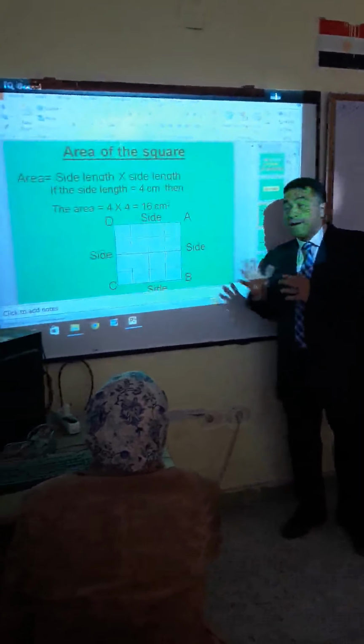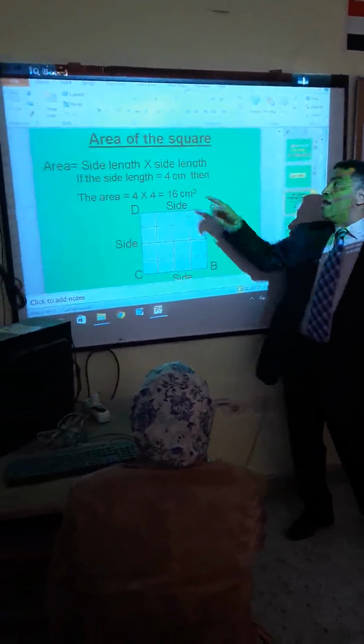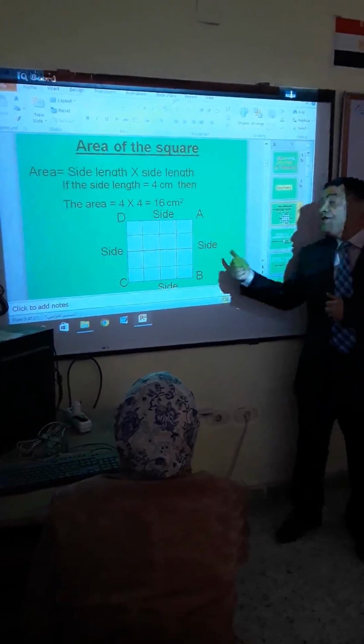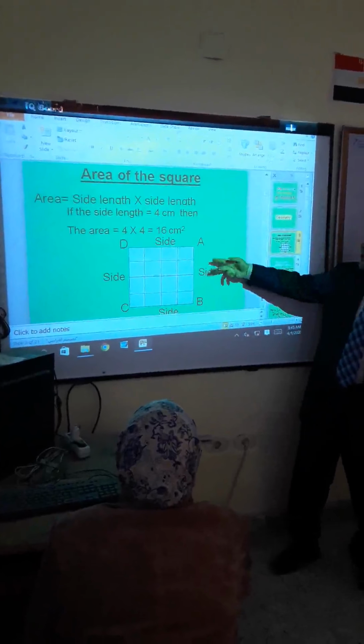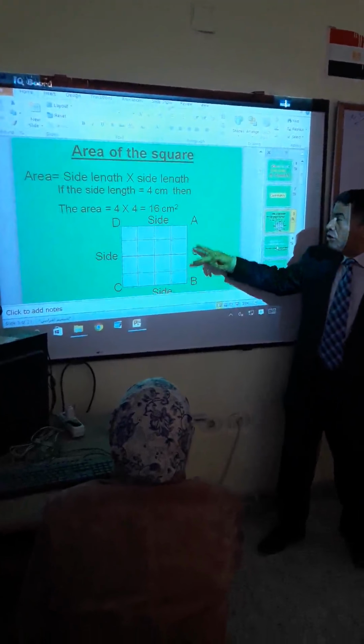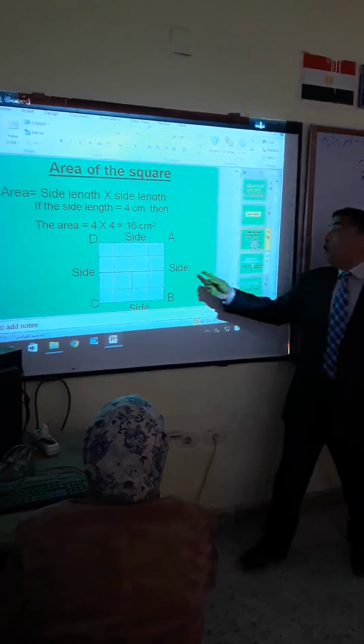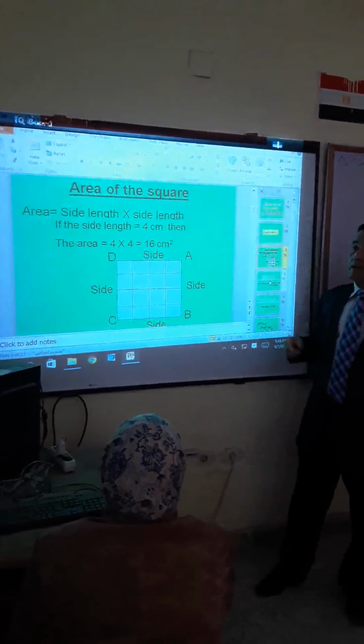In this square, the side length equals 4 centimeter. 1, 2, 3, 4. Area of this square, side length times side length, 4 times 4. Sides are equal in length. 4 times 4, 16 centimeter square.